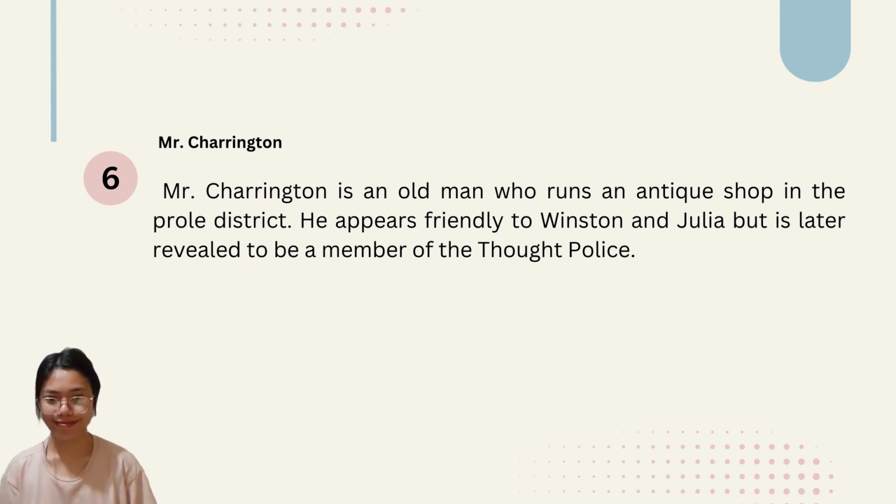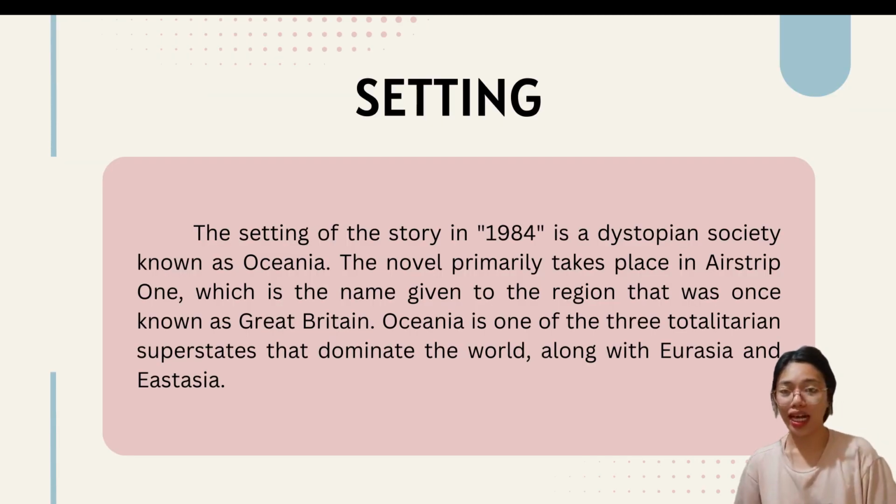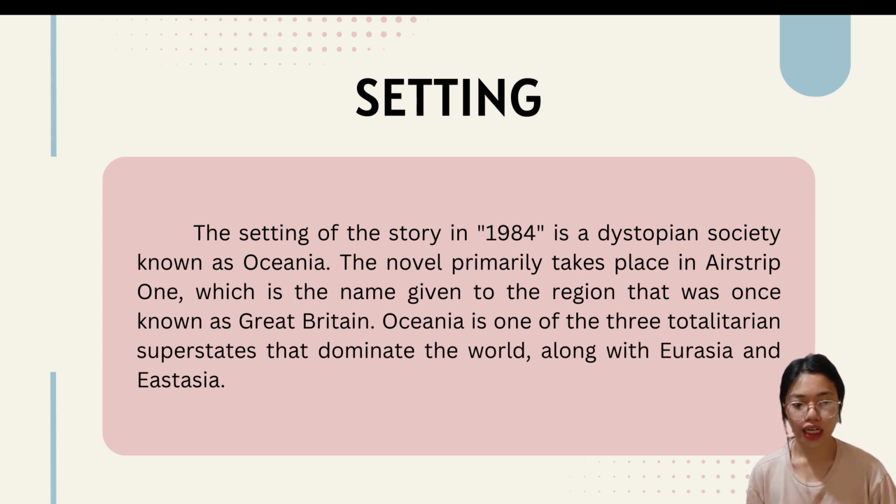For the setting of the story, the setting of 1984 is a dystopian society known as Oceania. The novel primarily takes place in Airstrip 1, which is the name given to the region that was once known as Great Britain. Oceania is one of the 3 totalitarian superstates that dominate the world, along with Eurasia and East Asia.